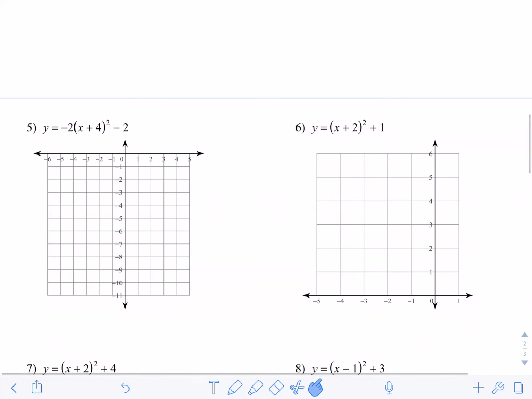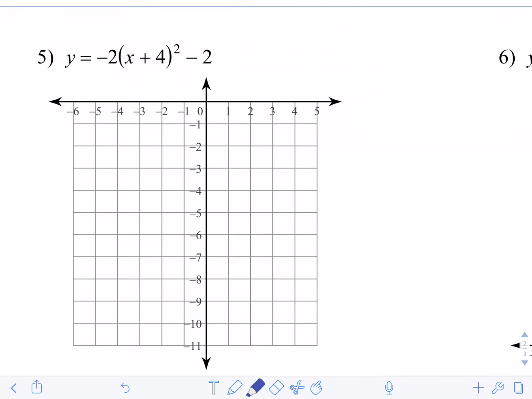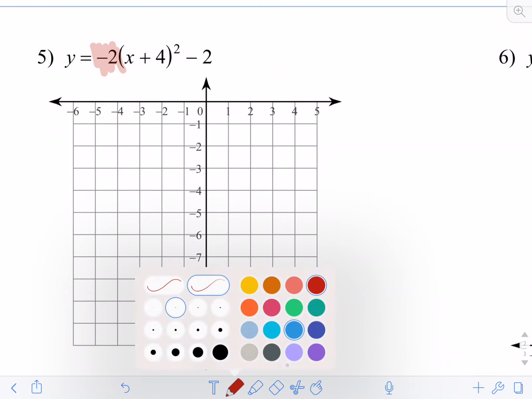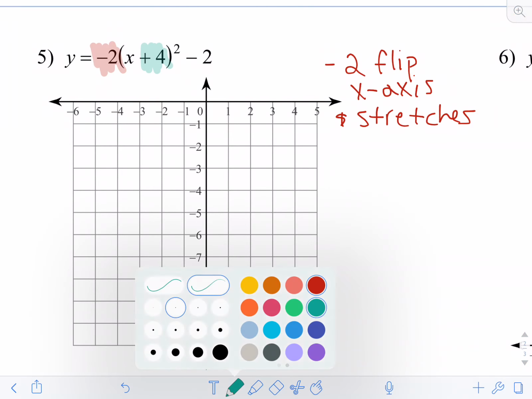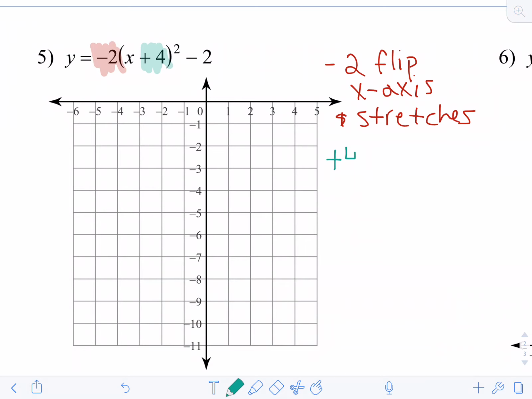So number 5, a couple of things that we need to identify first. First, you have this -2 out in front. So that -2, it's going to flip it across the x-axis. And that 2 is going to make it stretch. All right, next thing that you see is this +4. Okay, when it's inside the parentheses, it goes either left or right. So the +4 is going to move left 4 units.